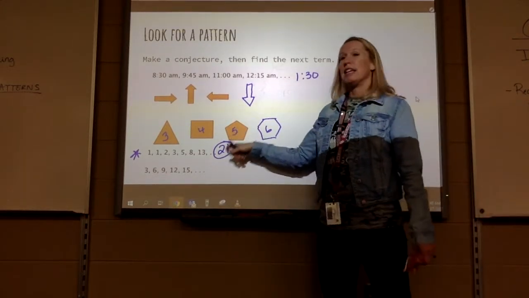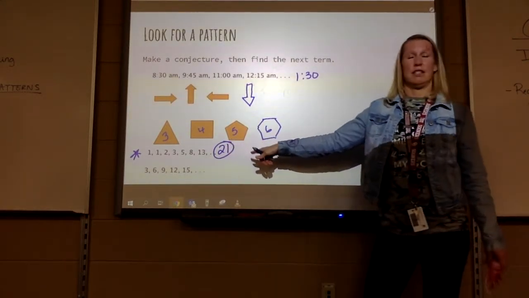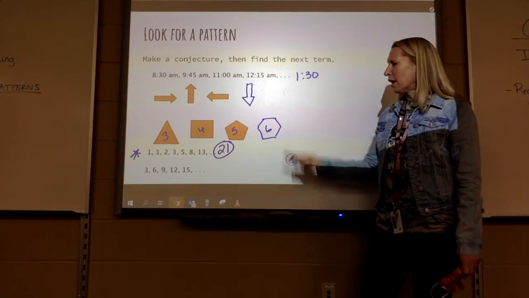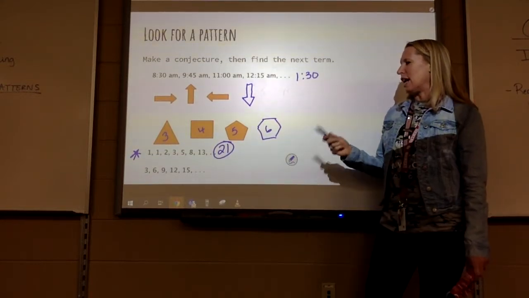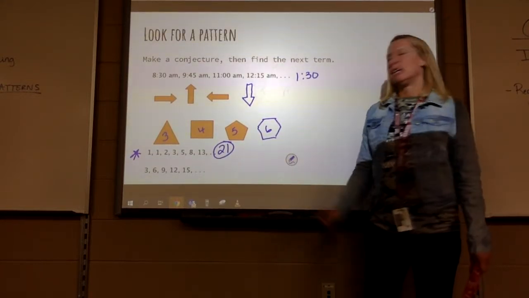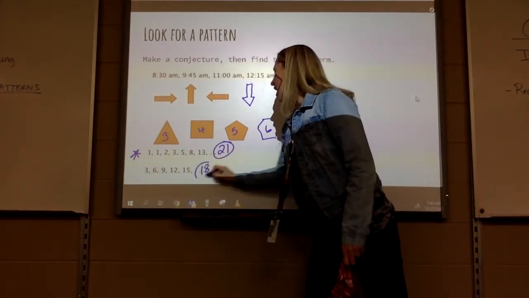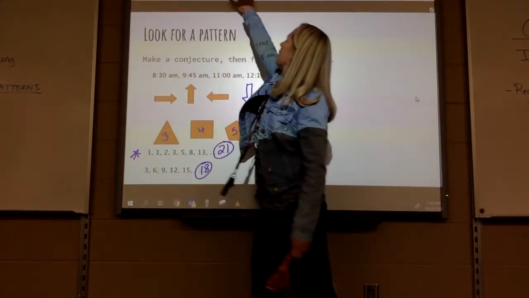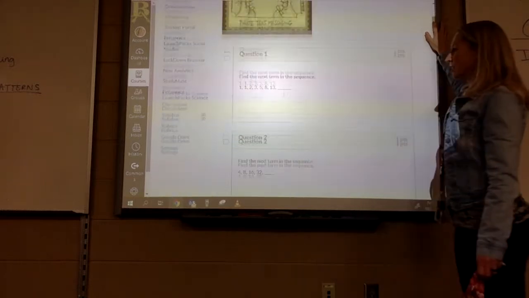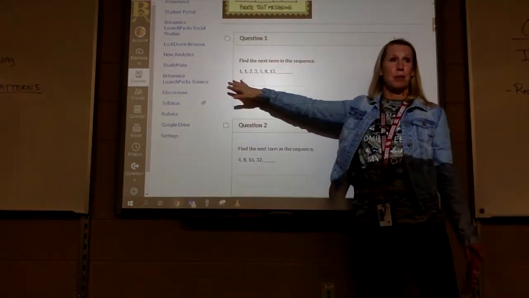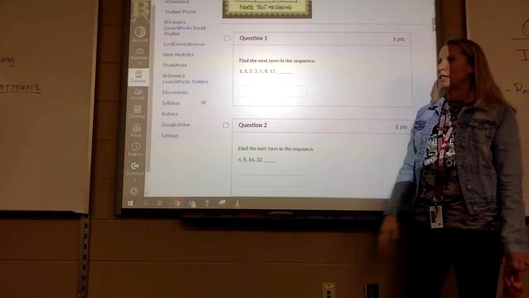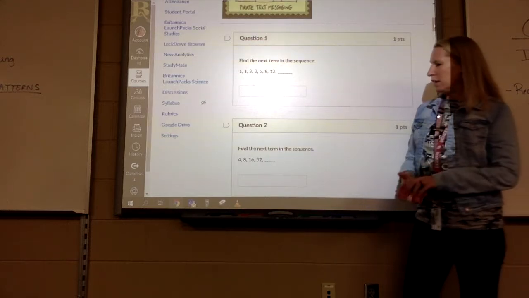Yeah. Okay, that is on your test. It will be on your test. Fibonacci sequence. Okay, so then the next one is 3, 6, 9, 12, 15. 18. Okay, so you're just adding 3 each time. So let's look at your assignment. The first one is the Fibonacci sequence. So what's that answer? 21. Good.